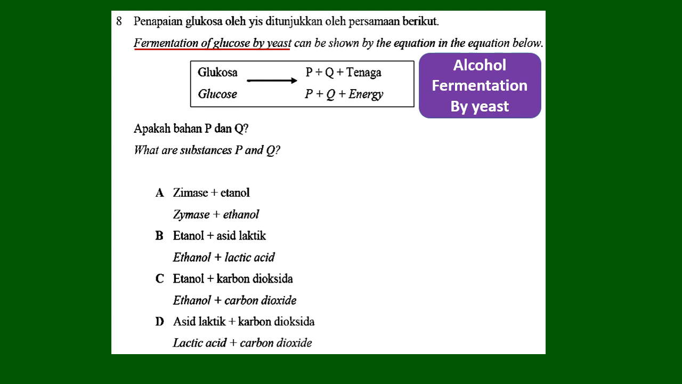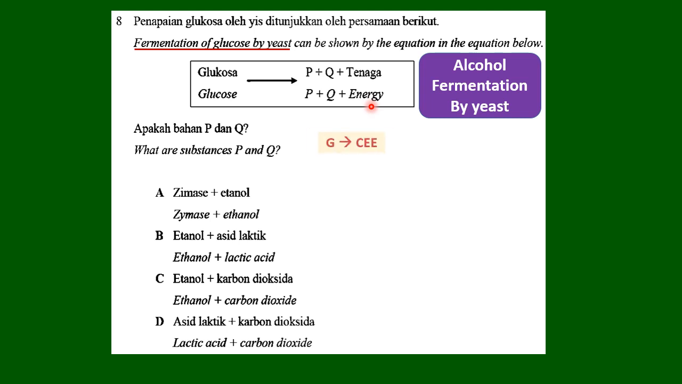Question 8. Fermentation of glucose by yeast can be shown by the equation below. What are substances P and Q? So we have to know the equation for fermentation of glucose by yeast, where no oxygen is used to break down the glucose to form P and Q and energy. So what is the acronym that we can use for this equation?